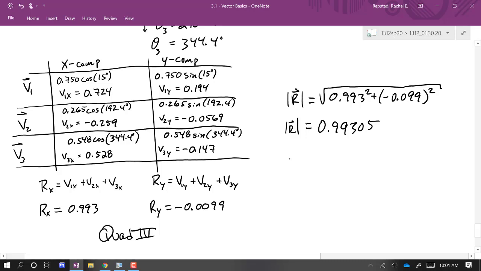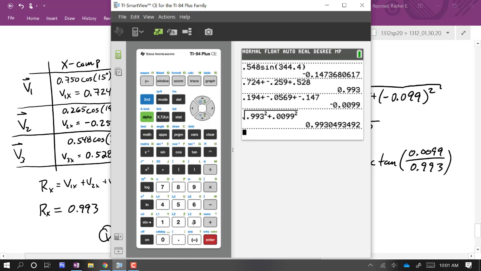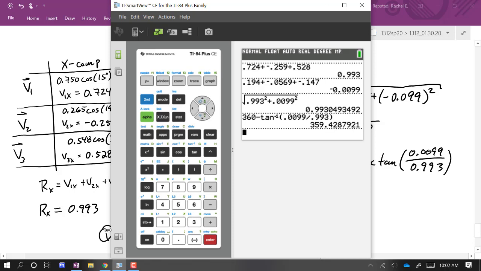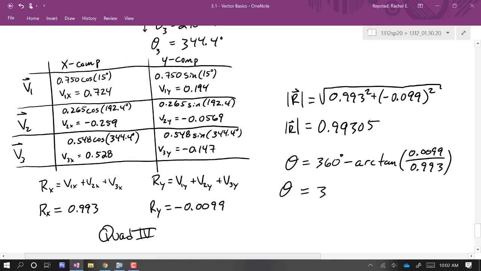And this is in the 4th quadrant, so for theta, I'm going to take 360 and subtract the reference angle, which is given by arctan of 0.0099 over 0.993. That gives about .4 degrees. Pretty close to 360.